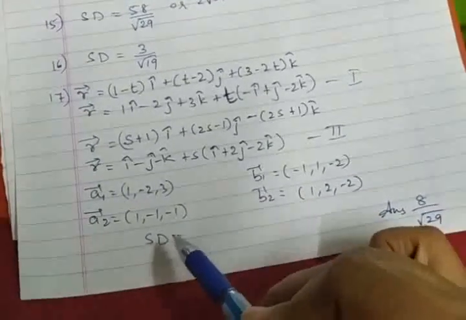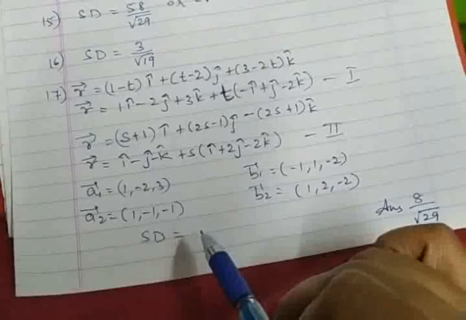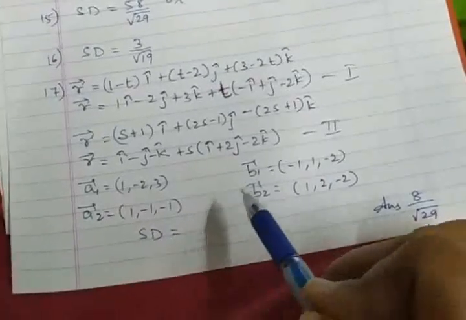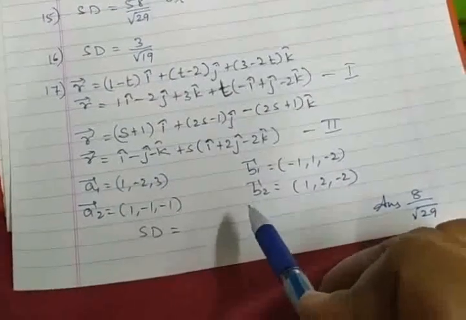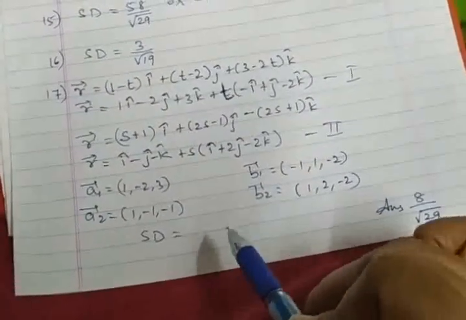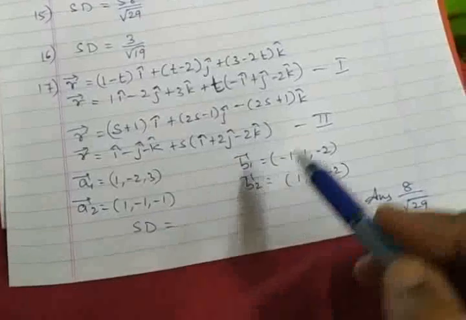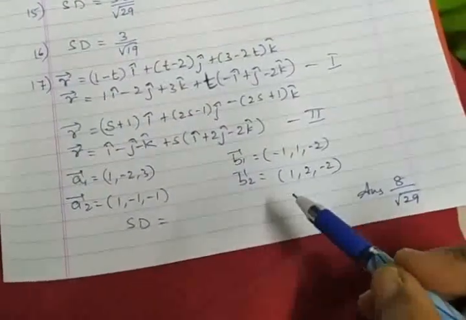I hope you remember what the SD formula is. It's the projection of A2 minus A1 on B1 cross B2. Isn't it? That is A2 minus A1 dot B1 cross B2 whole divided by the magnitude of B1 cross B2. Overall the mod sign has to be taken. Solve the question. Further you can carry on, and we find the final answer as 8 divided by root 29. Solve it, and you can even send the answers to me.